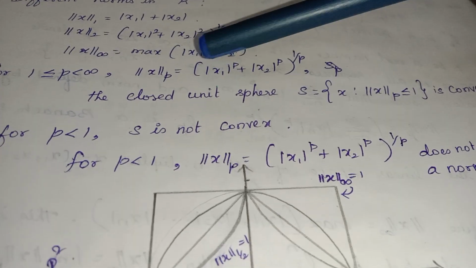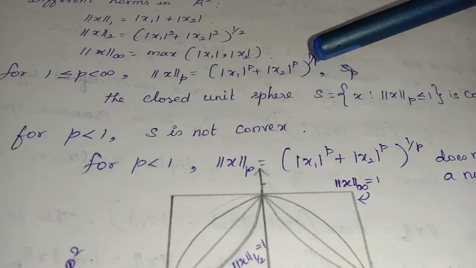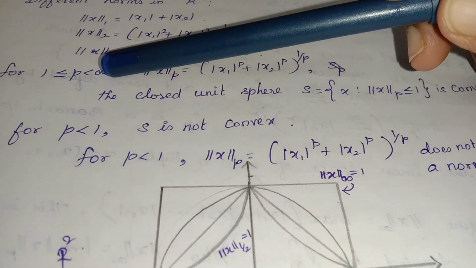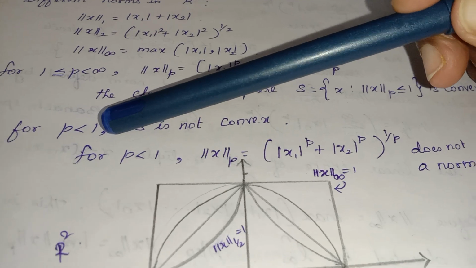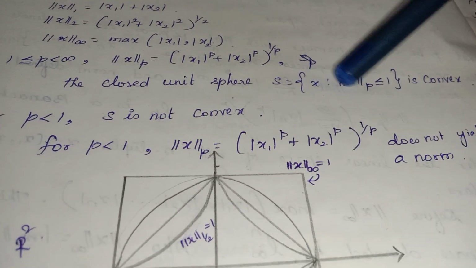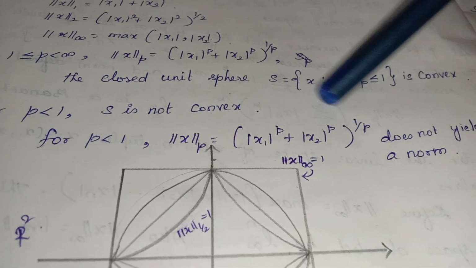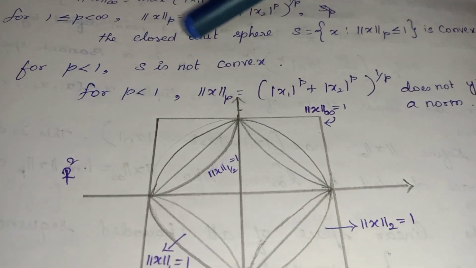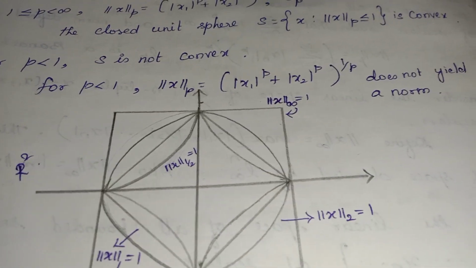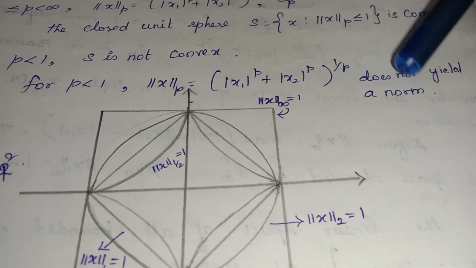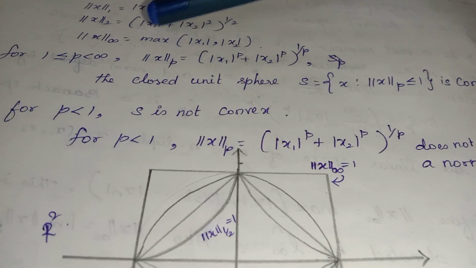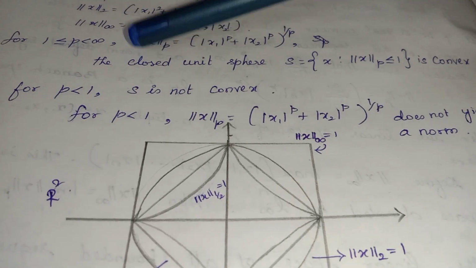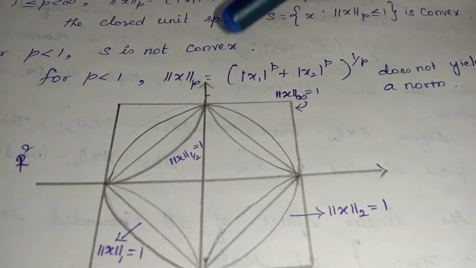Next one is norm xp, which is equal to the pth root of modulus x1 power p plus modulus x2 power p. See, whenever you choose this, p has to be greater than 1 and less than infinity. Suppose you take p less than 1, then the unit sphere, that is the set of all x for which norm xp is less than or equal to 1, will be convex for p greater than or equal to 1. But for p less than 1, it will not be convex. And for p less than 1, this will not yield a norm. So this is an important thing: when you define this LP space, that P has to be greater than or equal to 1 and less than infinity. In that case only will it become a norm. Otherwise it will not give you a norm.